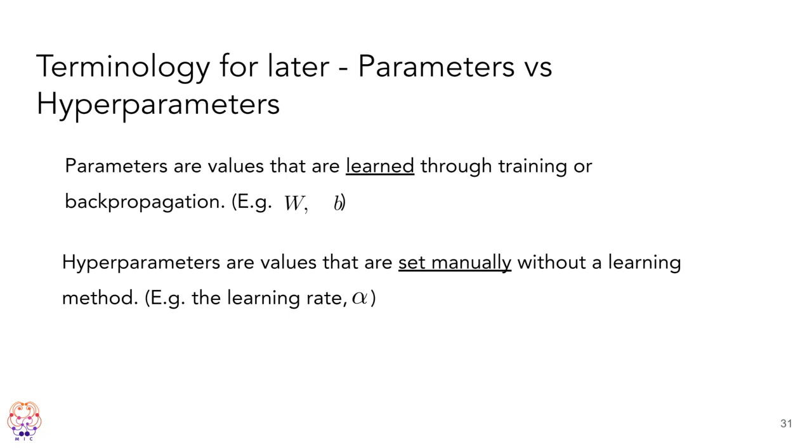So, as you may know, we went over this last time. We have parameters versus hyperparameters. The parameters are anything you learn during your training time, so your weights and biases in your neural network. And hyperparameters are anything that you set manually, so learning rate, batch size, and you'll learn more hyperparameters as you create more complex neural networks.